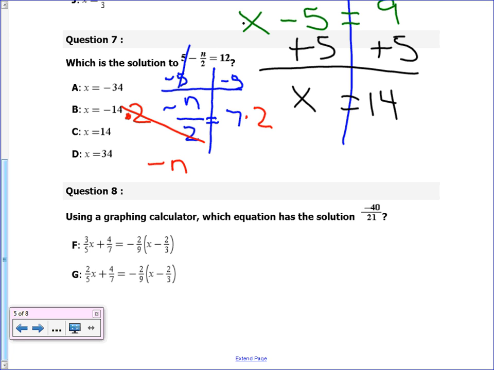I'm left with negative n is equal to 14. Now you could say, oh, I have to divide both sides by -1 or multiply both sides by -1, or just simply say, look, if negative n is equal to 14, then that means positive n has to be equal to -14.